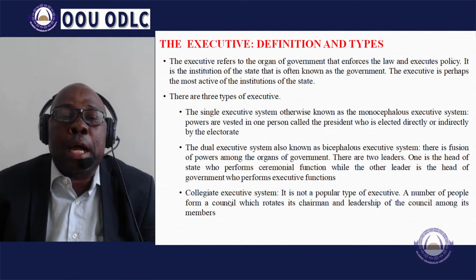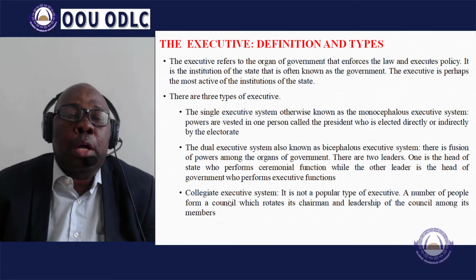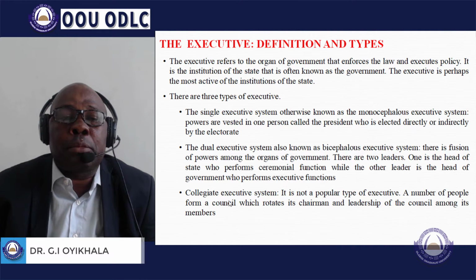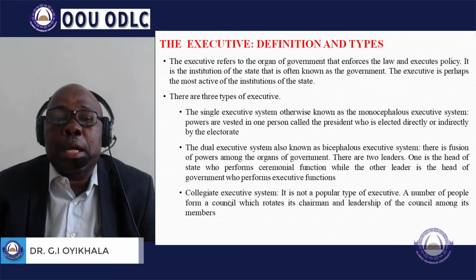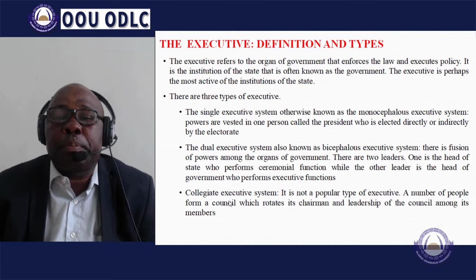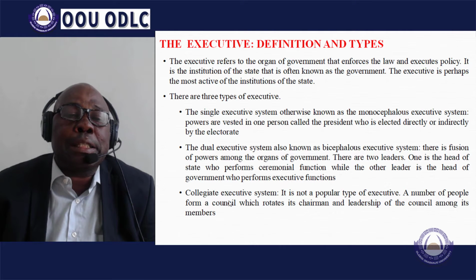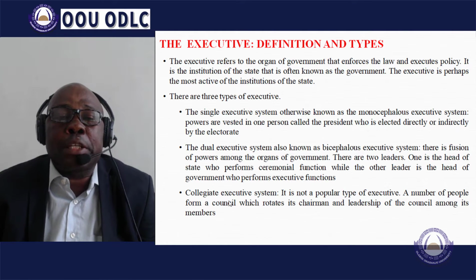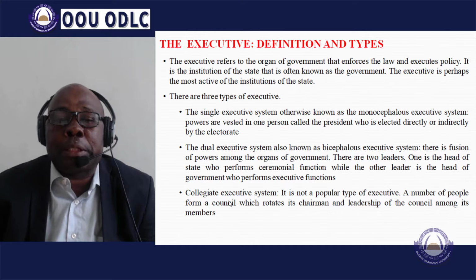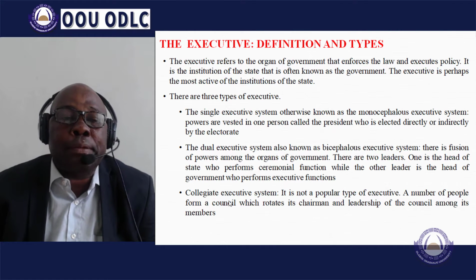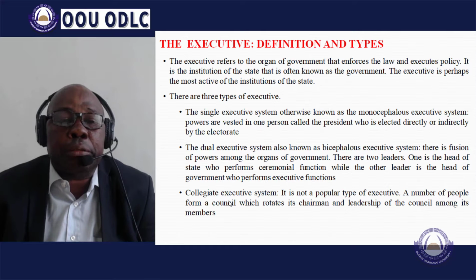Now, the meaning and types of executive. What do we mean by executive? The executive refers to the arm or organs of government that enforces the laws and executes policy. It is the institution of the state that is often known as the government. The executive is perhaps the most active of the institutions of the state. Types of executive. There are 3 basic types of executive.